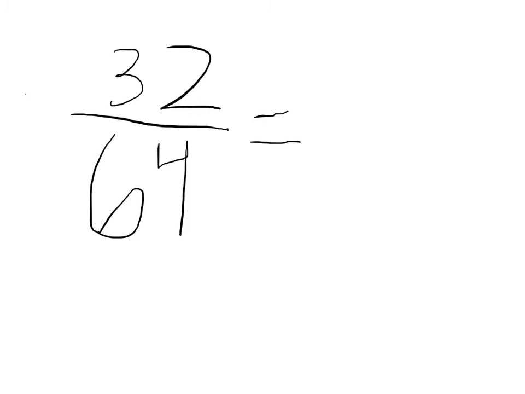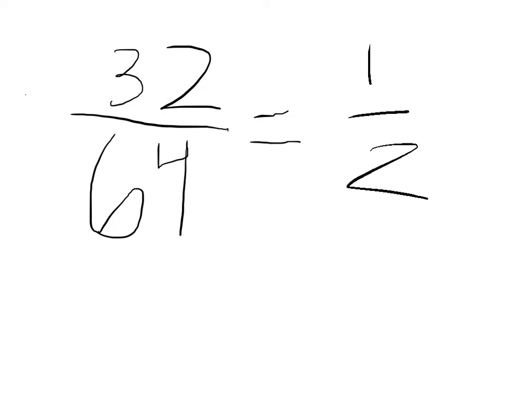32/64. Okay, we need to make this fraction into its simplest form. So one way we can think about this is that 32 can go into 64, because times 2 gets you 64. So that'd be half. So half could be our answer.